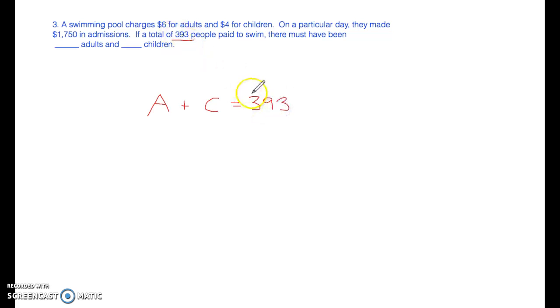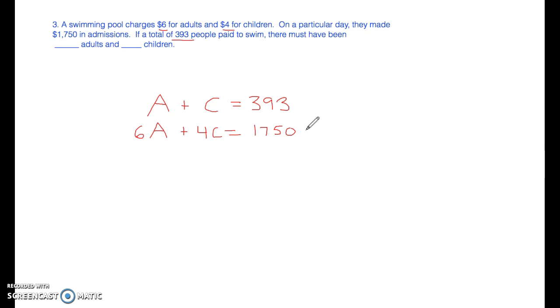The next one, we know that adults are $6 and children are $4. So 6A is going to give us the total amount that we spent in tickets for adults, because each ticket is going to cost $6. And then plus 4C, and then we know we spent a total of $1,750 for admissions.